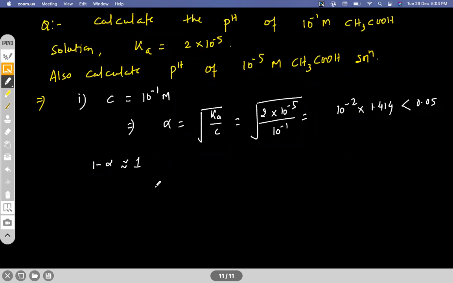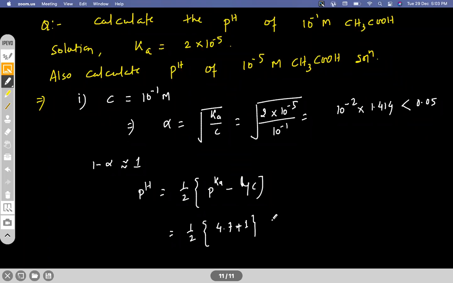And for this, the concentration of H plus is C into alpha. Alpha value we have calculated, right? Or directly we can use the formula here. Both ways you can solve, that's not a problem. So pH is equal to half of pKa minus log C. Half of pKa value is what? pKa of this is 5 minus log 2, 4.7, and minus minus plus 1. 5.7 by 2, it is 2.85, the pH of the first part of this question.